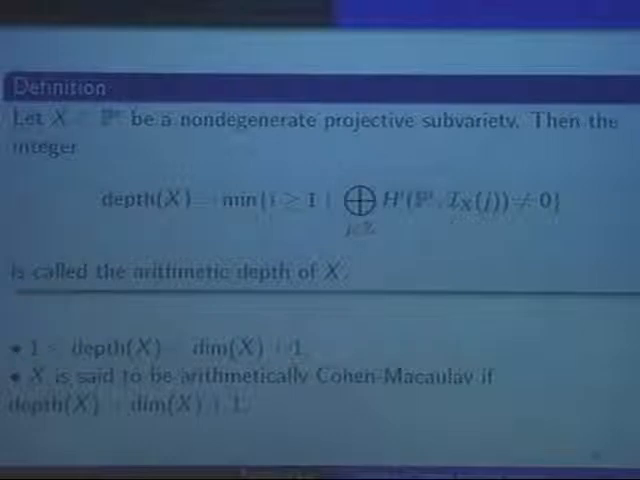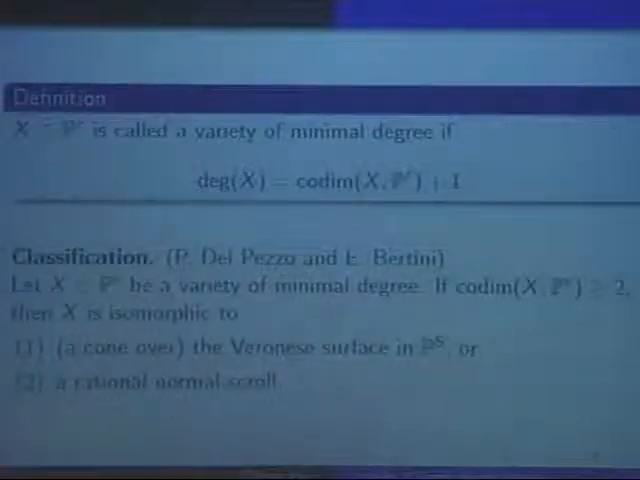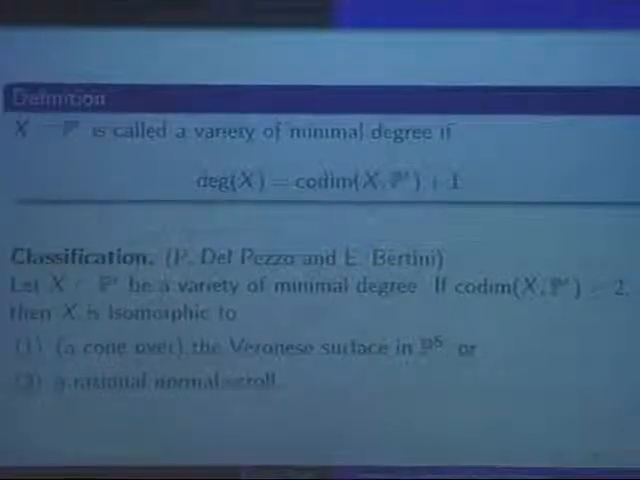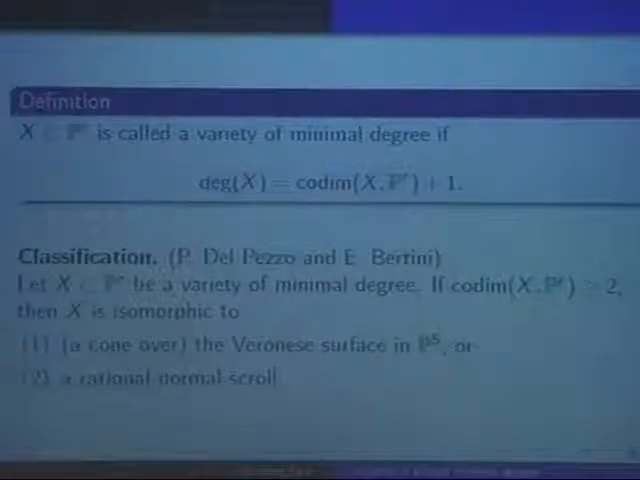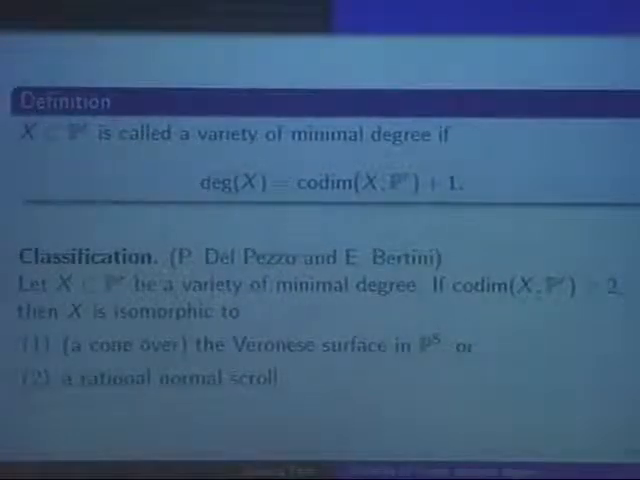By definition, the depth is between 1 and the dimension of X plus 1. If it takes the maximal value, that is, if the depth is equal to the dimension plus 1, then we call X an arithmetically Cohen-Macaulay variety. Now, according to the inequality about the degree, we first consider the smallest case, that is, the degree is equal to the codimension plus 1. In this case, X is called a variety of minimal degree.